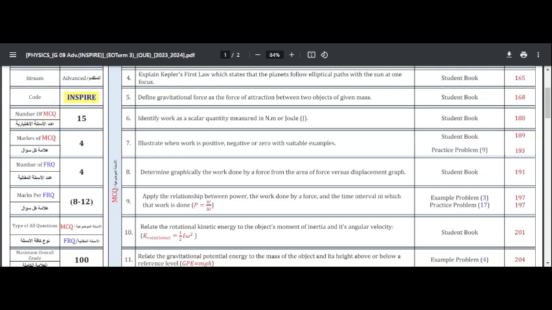Kepler's first law says that the planets follow an elliptical orbit and the sun is at one of the foci. So you have to read the statement and correctly select the correct option. So that's one kind of question they could ask.